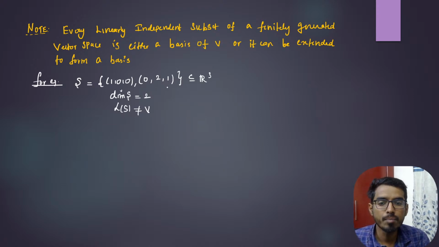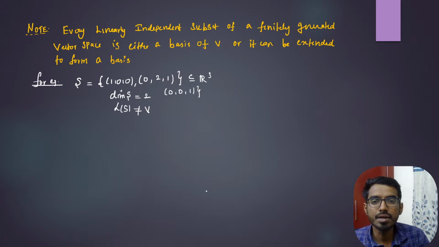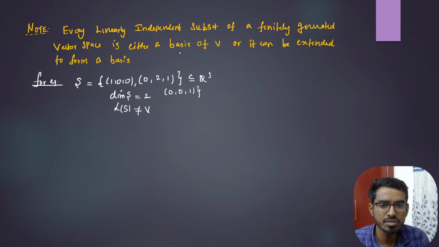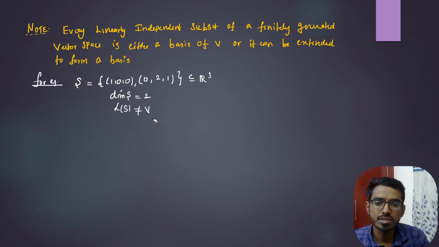Even though it is not a basis, we can extend it to form a basis by adding some elements. For example, if I add one more element, (0, 0, 1), now we can see these three are linearly independent and the dimension is also 3, so it forms a basis. So every linearly independent subset of a finitely generated vector space is either a basis, or we can extend it to form a basis by adding some elements. That is what this note says, right? Is it clear?